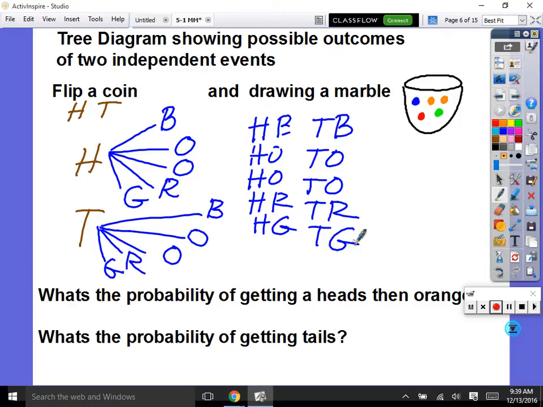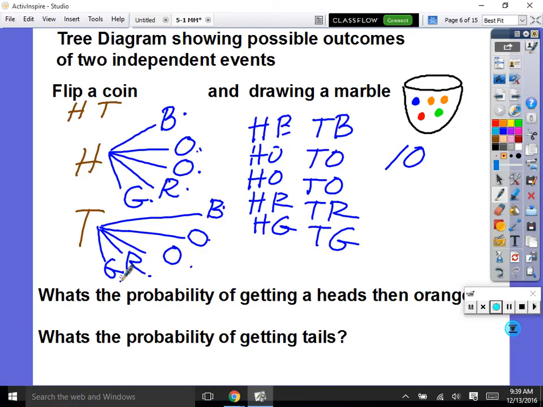10, correct? 10 possible outcomes. Now I want you to notice something about your tree diagram. If you just count the outside of your tree, 1, 2, 3, 4, 5, 6, 7, 8, 9, 10. That's the possible outcomes. So you can just use that.